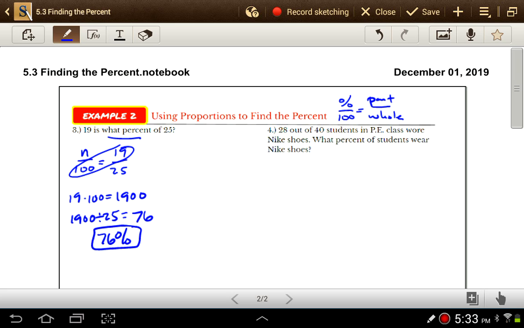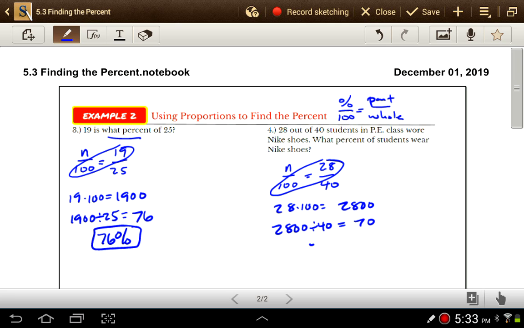Okay, and number 4, 28 out of 40 students are in PE, so 28 is my part, 40 is my whole amount, so I'm going to do n over 100 equals 28 over 40. There's my proportion. Now I'm going to solve it. So I do 28 times 100, which is 2800. And then I divide by 40. 2800 divided by 40 equals 70. So 70% wore Nike shoes.